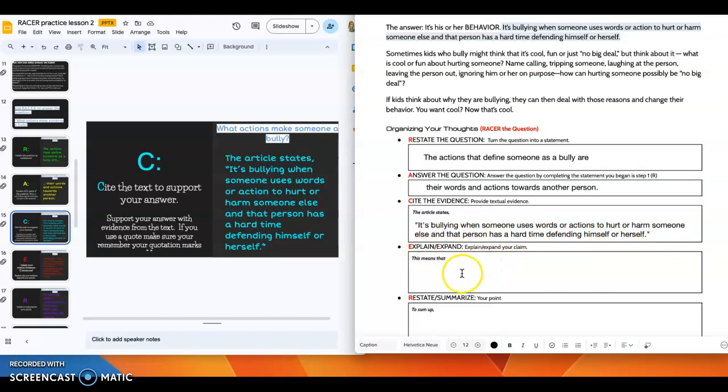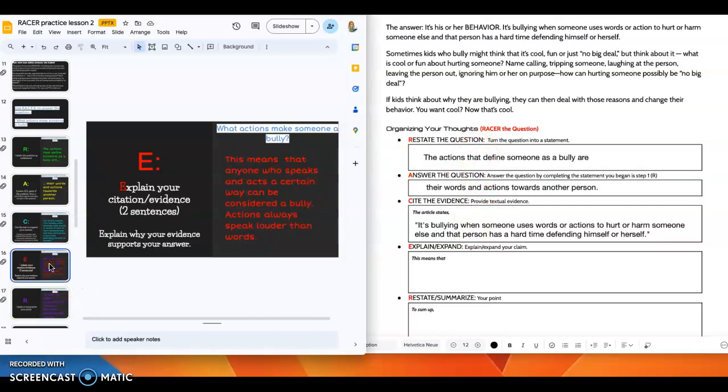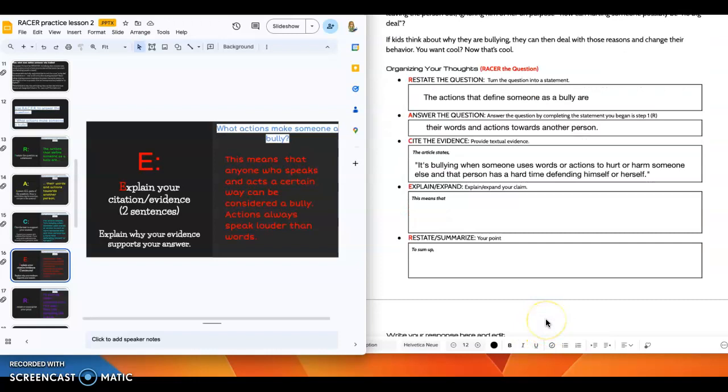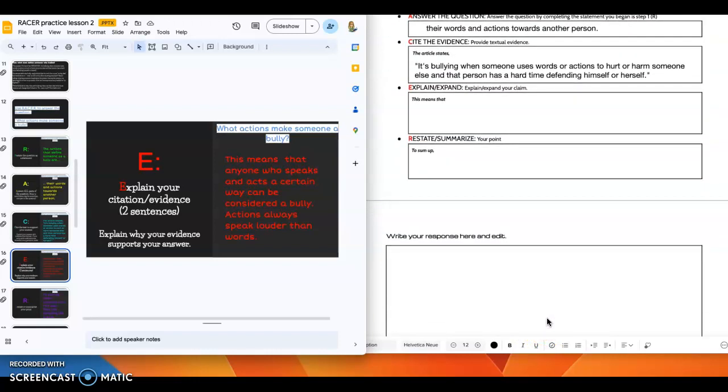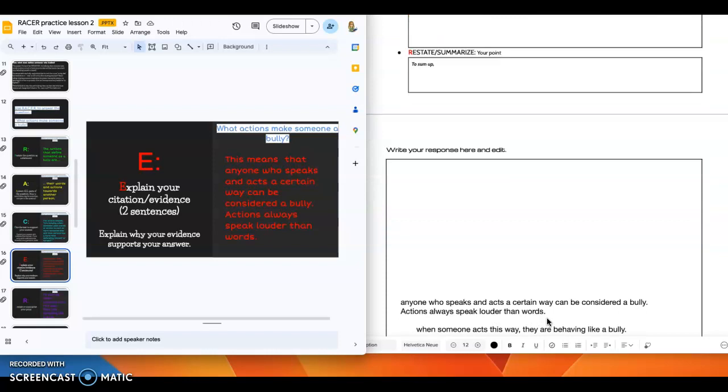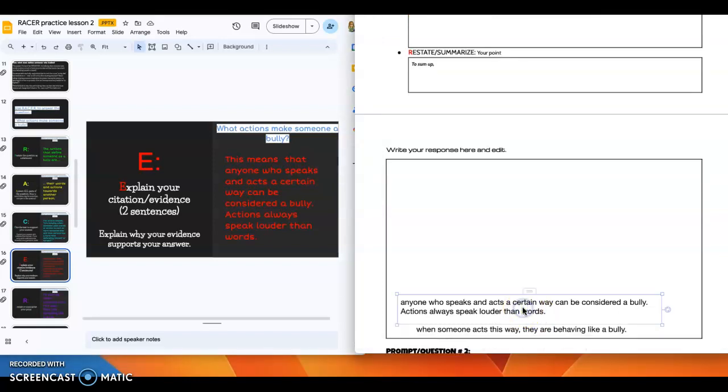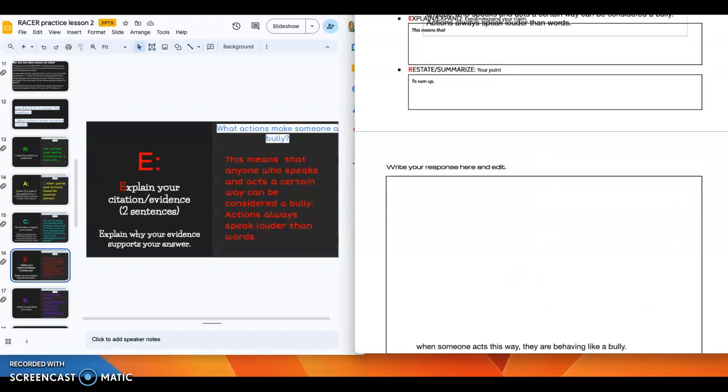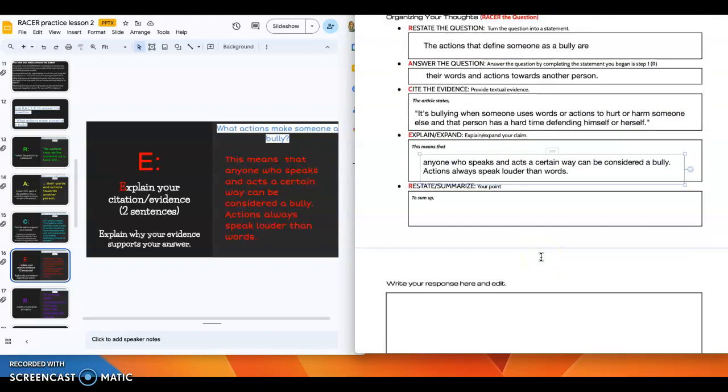Now I have to explain this. I have to explain how this proves what bullying is. And it has to be 2 sentences or more. I have it over here, and I'm going to also type it here. Let's read it on the left. It says, this means that anyone who speaks and acts a certain way can be considered a bully, and actions always speak louder than words. So I went ahead and typed it. So this means that anyone who speaks and acts a certain way can be considered a bully. Actions always speak louder than words.